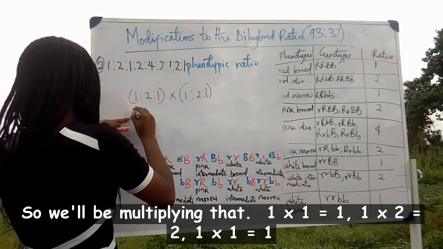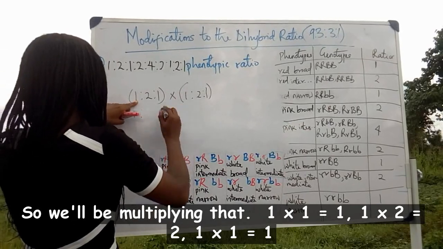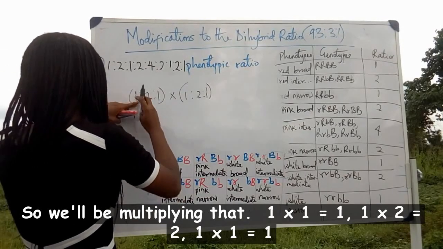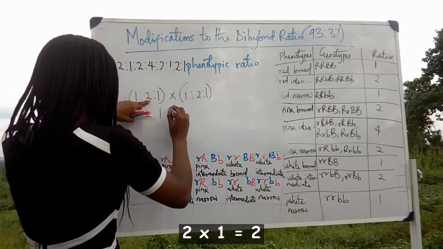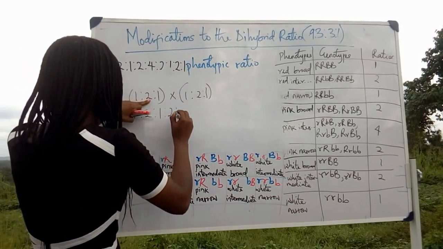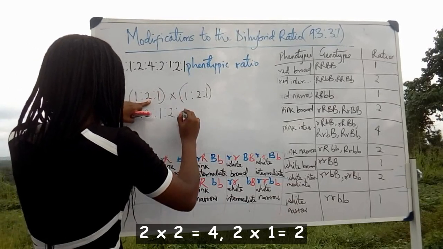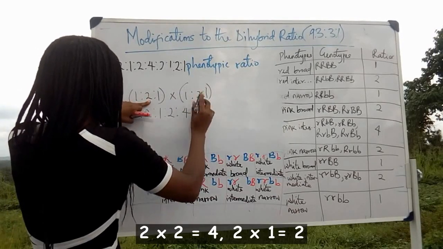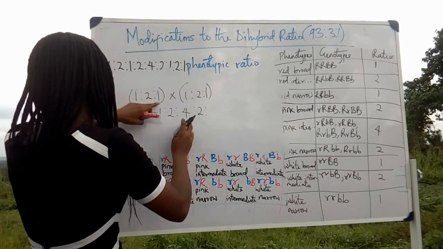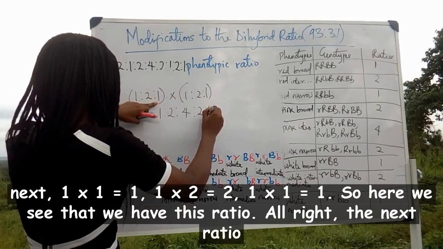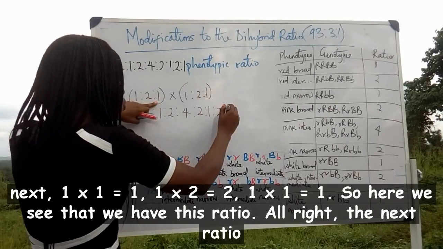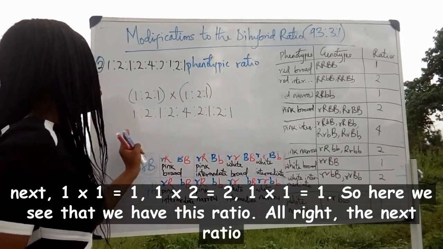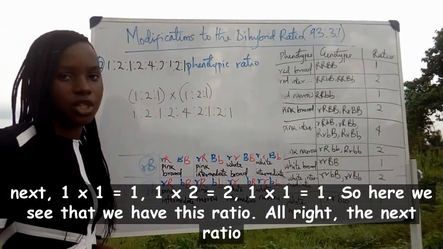1 times 1 is 1. 1 times 2 is 2. 1 times 1 is 1. 2 times 1, 2. 2 times 2, 4. 2 times 1, 2. Next, 1 times 1, 1. 1 times 2, 2. 1 times 1, 1. So here we see we have this ratio.